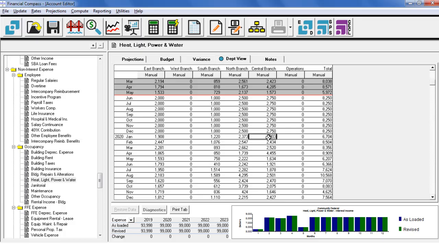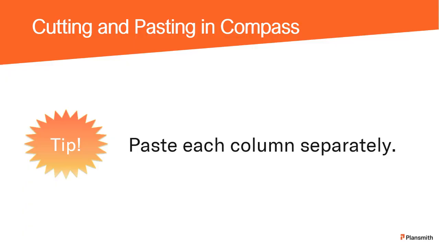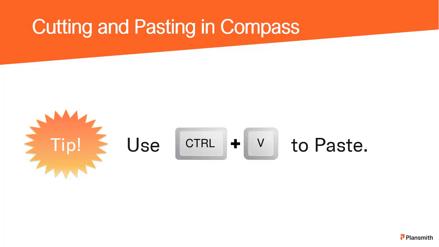There are 2 notes about the pasting data process in Compass you need to be aware of. One of them is that because Compass columns work a little differently than the spreadsheet columns, you must copy and paste each column separately. You can't actually paste more than 1 column at a time. And secondly, if you right-click in Compass, the paste option might be grayed out or not available. So that's why we use the Control-V key combination instead of the paste option from the on-demand menu.